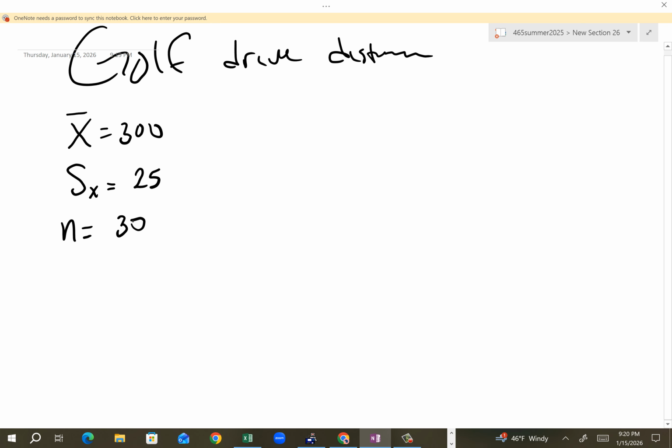Could you do this with a t distribution? Yes, but we're not going to. We're going to stick with bigger sample sizes for right now, okay? The average is 260.